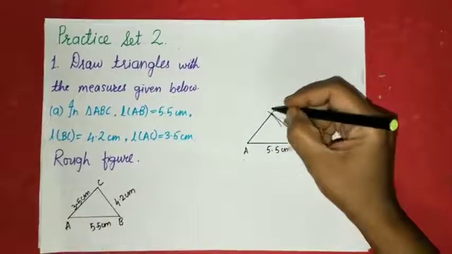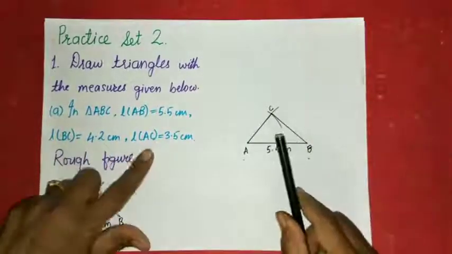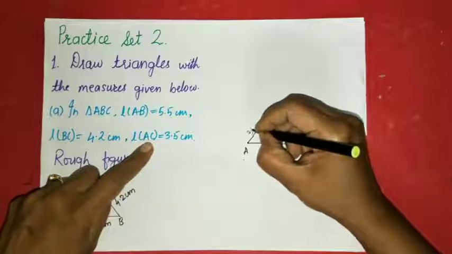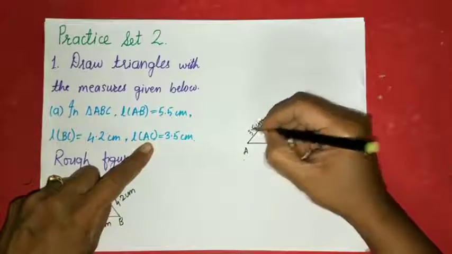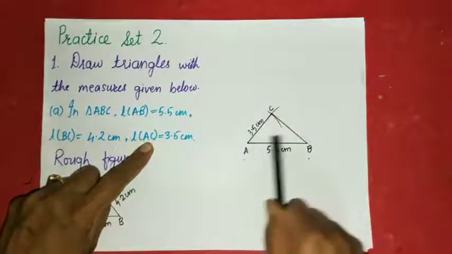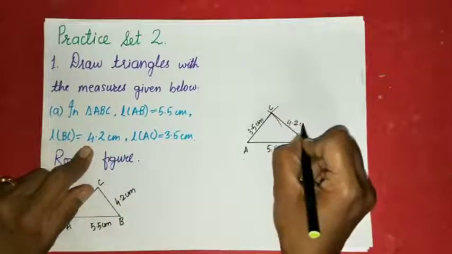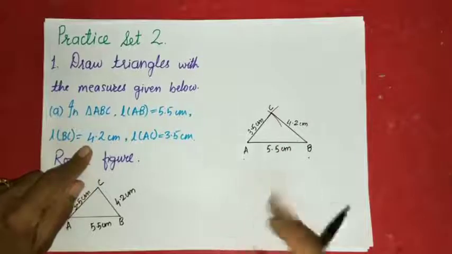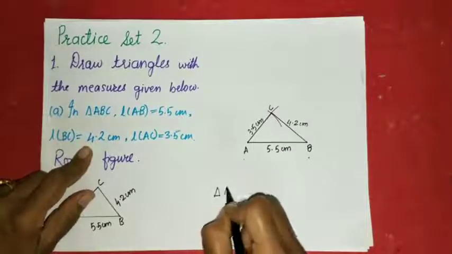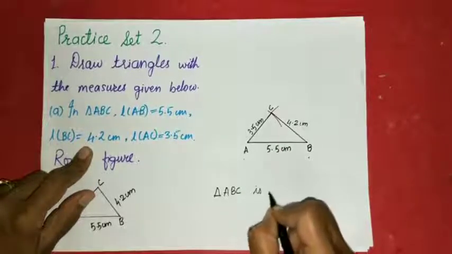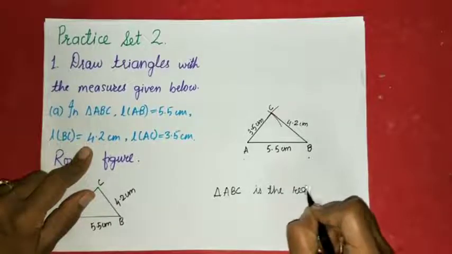Now the name of this vertex is C. Now length AC is 3.5 centimeter that we have already drawn. So you will write the measurement of segment AC as well as measurement of segment BC, that is 4.2 centimeter. Now this is the required triangle. So we will write here triangle ABC is the required triangle.